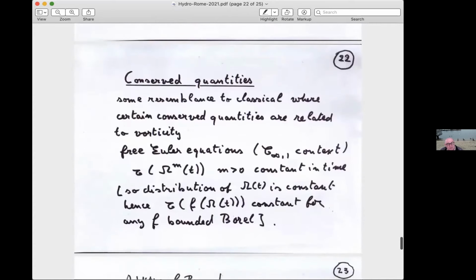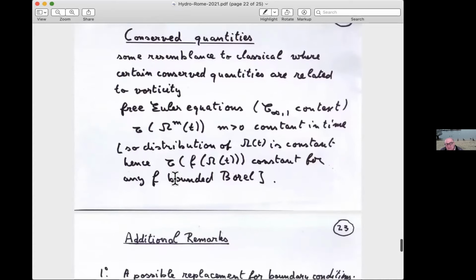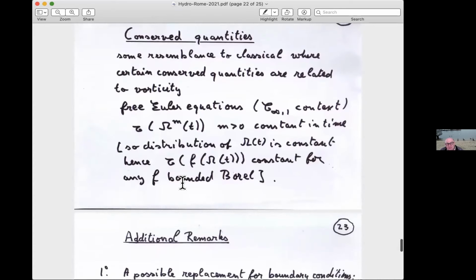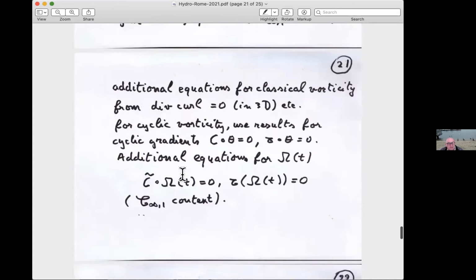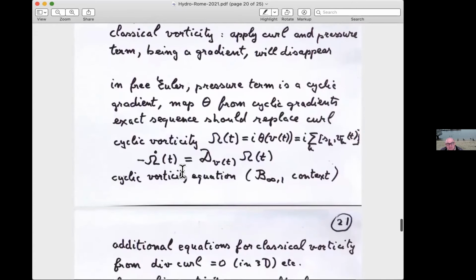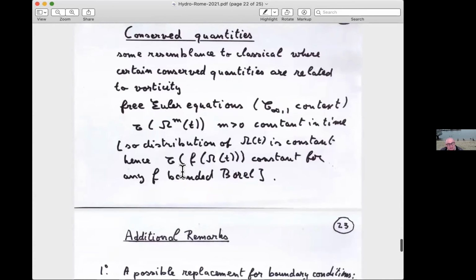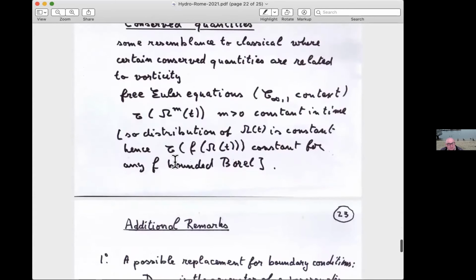And one gets conserved quantities. The conserved quantities are the powers of the vorticity, the trace of the powers of the vorticity. The whole distribution of the vorticity is actually conserved. It follows, this is a consequence of the vorticity equation.